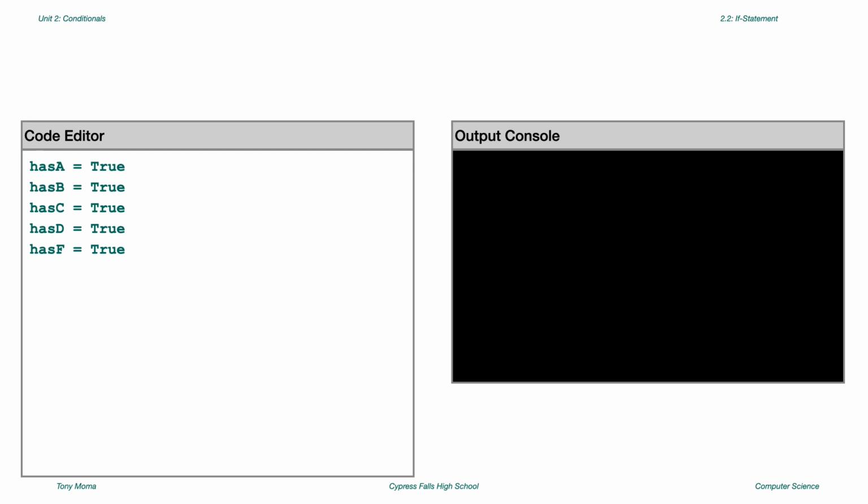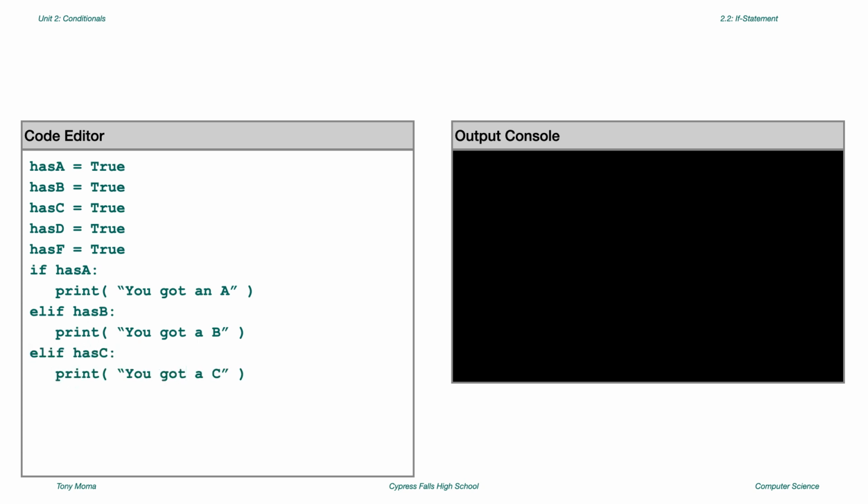Now, a multi-way statement always starts with the if keyword, the if statement. So we say, all right, if the variable hasA is true, then we'll print out "you got an A". We then follow that up with an elif statement. The keyword elif is short for else if. It means else if hasB stores true, then we'll print "you got a B". Else if hasC is equal to true, print "you got a C". Else if hasD is equal to true, print "you got a D".